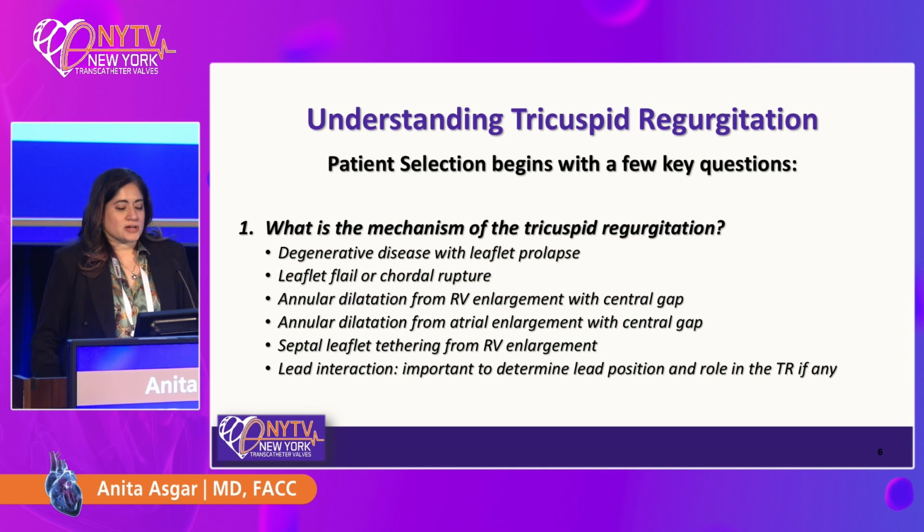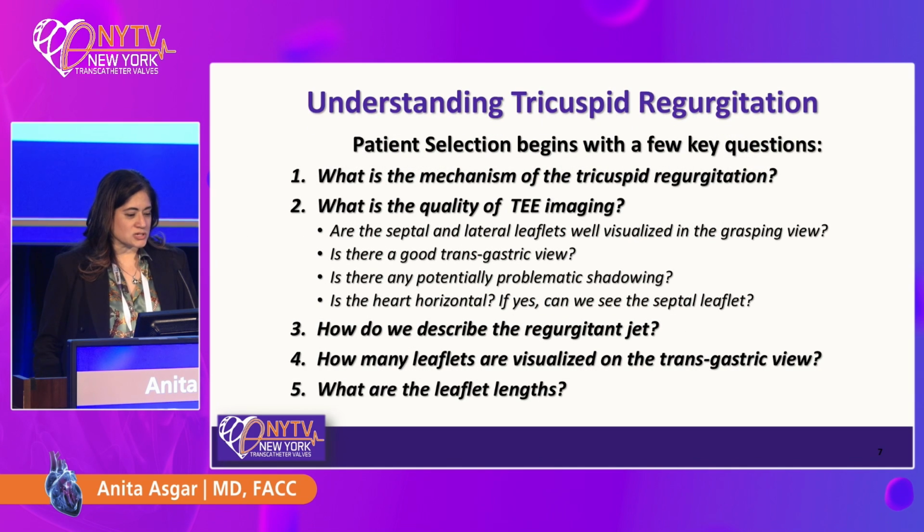So in terms of the mechanism of tricuspid regurgitation, it can be very diverse as well. We talked about mitral valve disease, but tricuspid is no less complicated. Something we see less of, but certainly does exist, is degenerative disease with leaflet prolapse, leaflet flail or chordal rupture, and annular dilatation from RV enlargement. What we're seeing by and large is actually more annular dilatation from atrial enlargement with atrial fibrillation, septal leaflet tethering from RV enlargement, and then another important subgroup of patients are those with devices, so lead interaction. It's important for us to understand where is the lead and is it playing a role in the TEER.